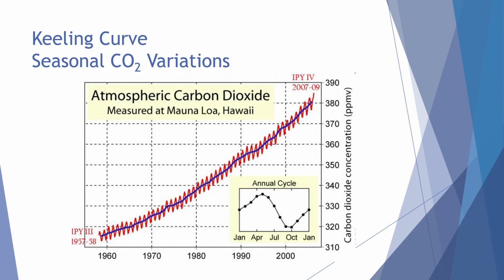That part is expected. The part that is less expected, of course, or the part that is harming our planet more, is how this cycle actually increases year over year. So the maximums tend to increase and the minimums go up as well.